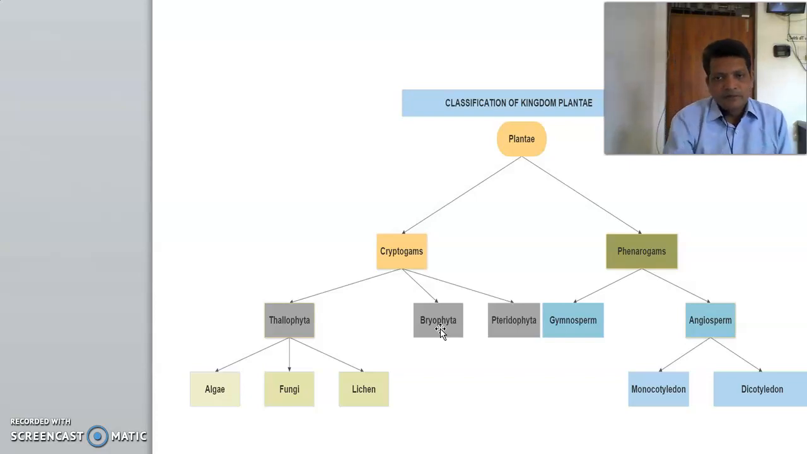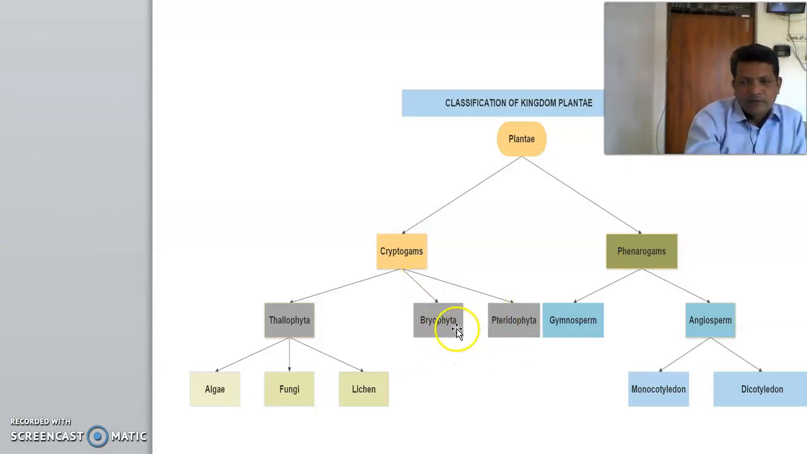Next to Bryophyta, there is a little more advanced plant group, that is Pteridophyta. Some pteridophytes are very simple and some are advanced. You have studied Selaginella and Equisetum, right? In pteridophytes, the plant body is differentiated, not well differentiated, but differentiated into stem, root, and leaves. So these all are the cryptogams.